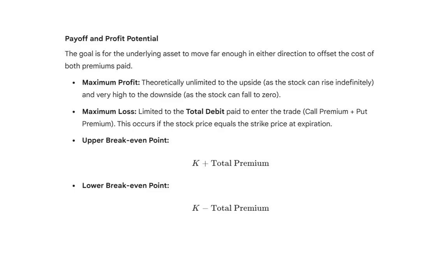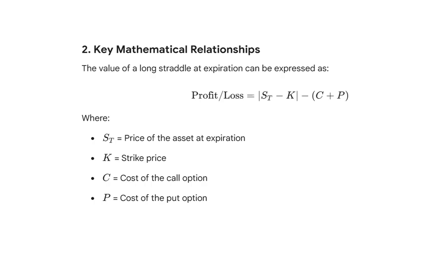Upper break-even point: K plus total premium. Lower break-even point: K minus total premium. Key mathematical relationships. The value of a long straddle at expiration can be expressed as profit/loss = |ST - K| - (C + P), where ST equals price of the asset at expiration, K equals strike price, C equals cost of the call option, P equals cost of the put option.